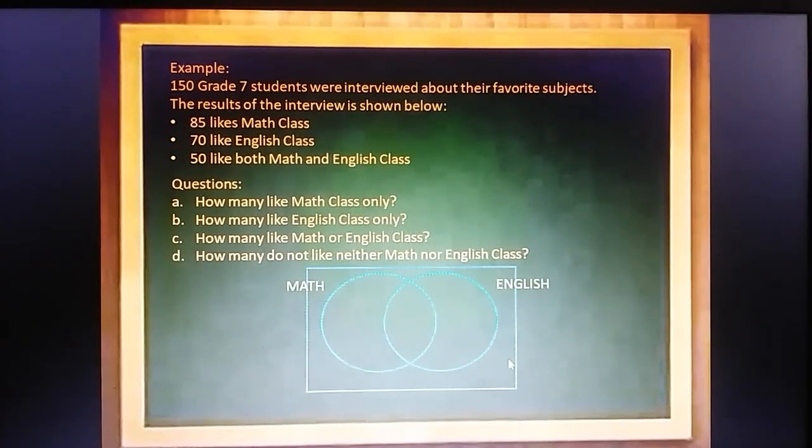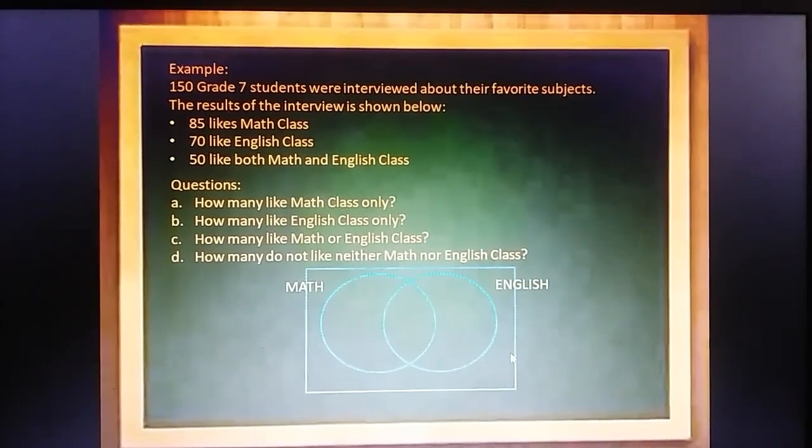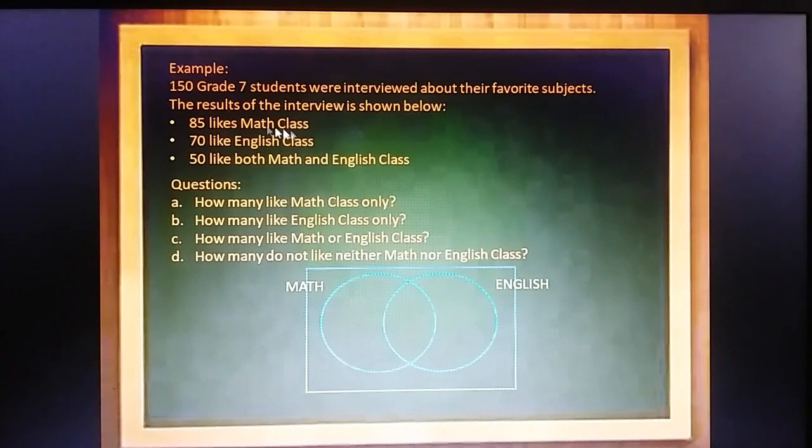Let's have another example. Ito naman is using two elements. So, 150 grade 7 students were interviewed about their favorite subject. The result of their interview is shown below. 85 likes mathematics, 70 likes English, and 50 like both math and English. So, before we answer these questions, we have here our Venn diagram. Kailangan kumpleto na yan. Mas madali kapag dalawahan lang. Kagaya kanina, let's start with the innermost, yung gitna. Ilan yung may gusto ng math and English?